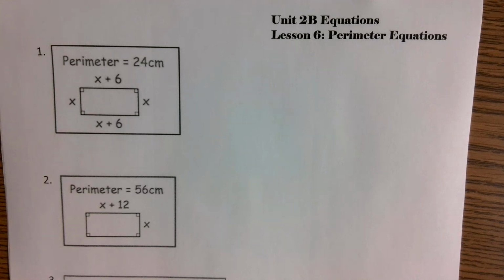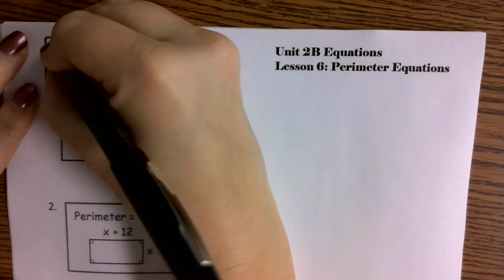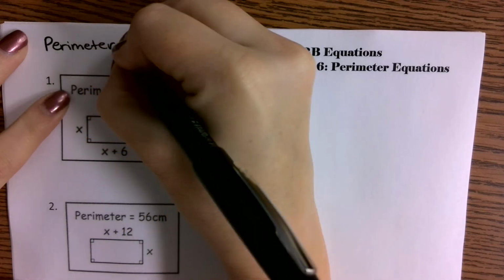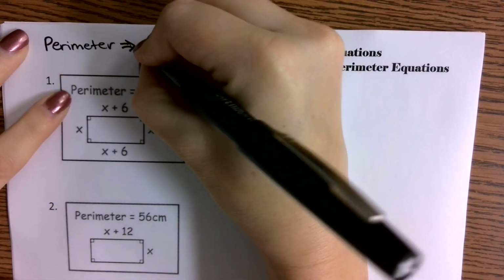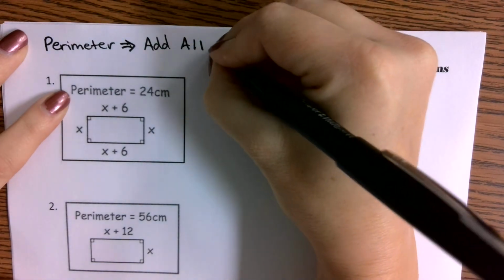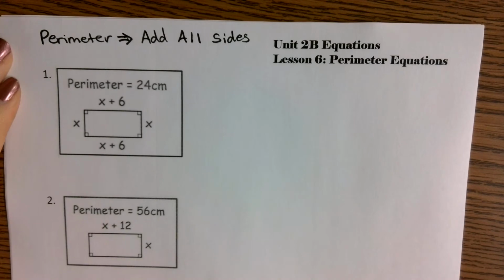So with the perimeter questions, remember perimeter means that you are going to be adding all the sides. We've said this over and over and over again, but that's a reminder. If you need to write it up here, then put it down. Perimeter. That means that you are going to add all sides. All sides get added together when we are talking about the perimeter.